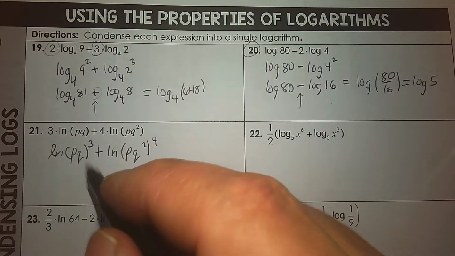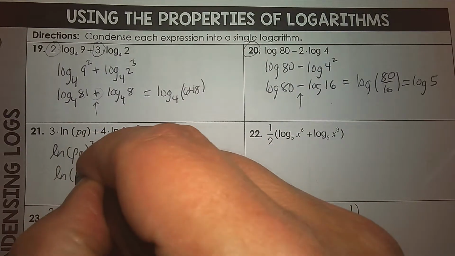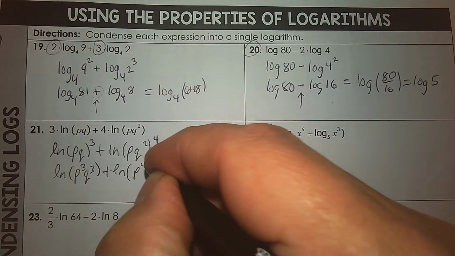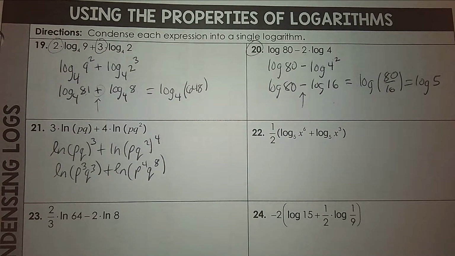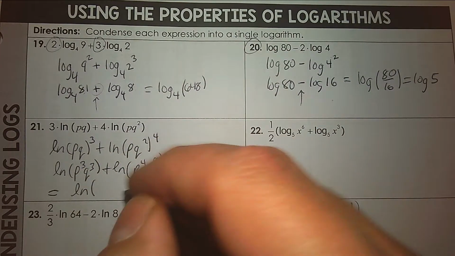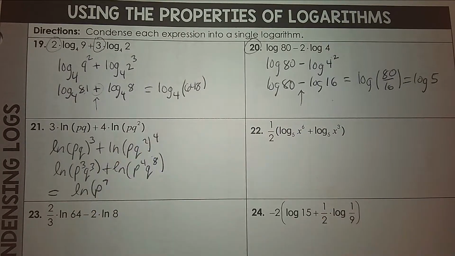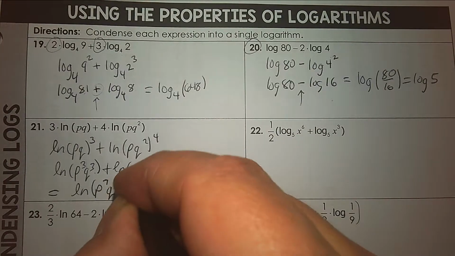Next, apply the exponent. What does that mean? That's p cubed and q cubed. The other one is p to the 4th and q to the 8th. Now, what do I do? If you're adding, how do I write that as one logarithm? And when you're multiplying, p cubed and p to the 4th, that's p to the 7th. Q cubed, q to the 8th is q to the... Done.